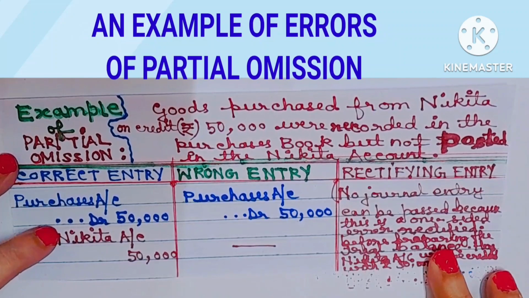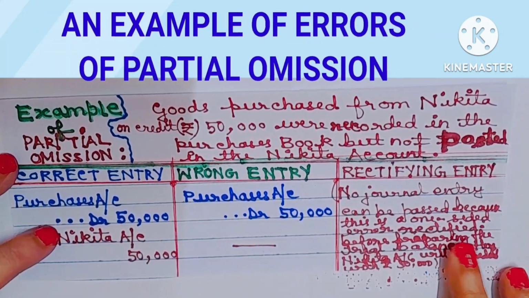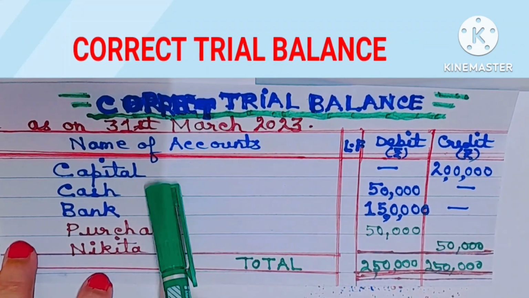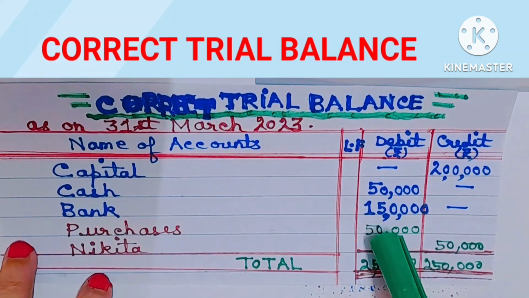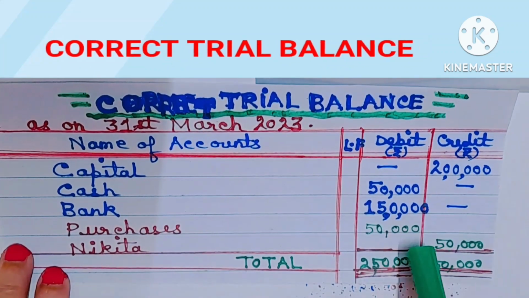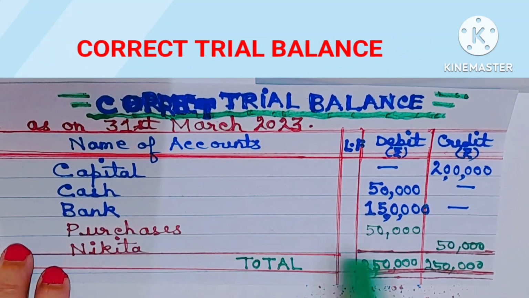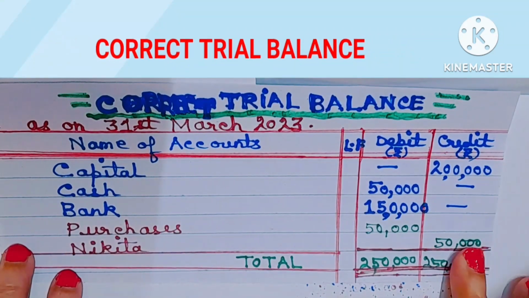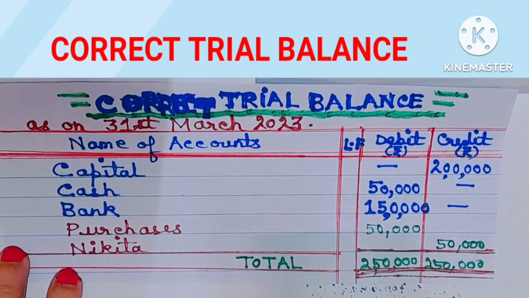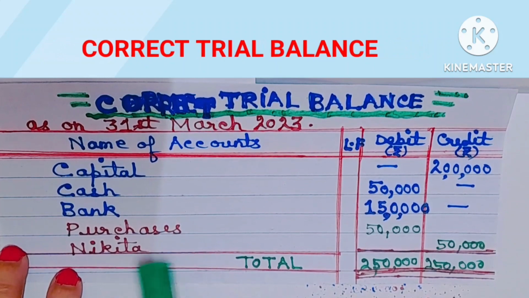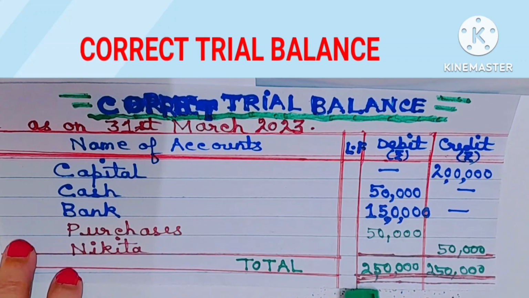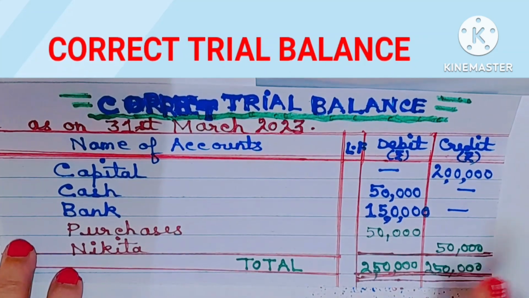Since this is a one-sided entry, the trial balance will not agree. The correct trial balance as on 31st March 2023: capital 2 lakhs, cash 50,000, bank 1,50,000, assuming these three balances were already given to me. Now purchases 50,000, Nikita 50,000. This is the correct trial balance. So the total of the correct trial balance is 2,50,000 if both purchases account and Nikita account are recorded. So the trial balance did tally.